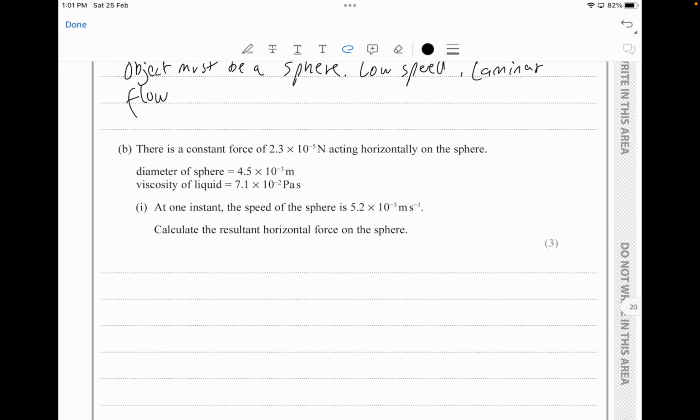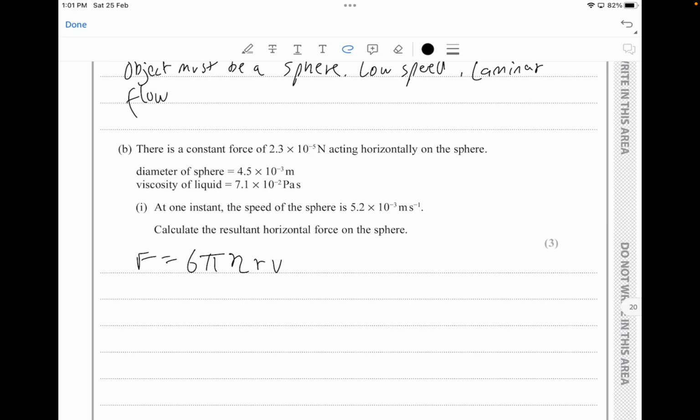Now there's a constant force of about 2.3 times 10 raised to the power negative 5 acting horizontally on the sphere. We know the diameter of the sphere and the viscosity of the liquid. At one instant, the speed of the sphere is 5.2 times 10 raised to the power negative 3. Calculate the horizontal force on the sphere. Now we're going to use the formula of Stokes' law, which is in your equation sheet. The force is equivalent to 6 pi eta, which is the viscosity, times r times v.